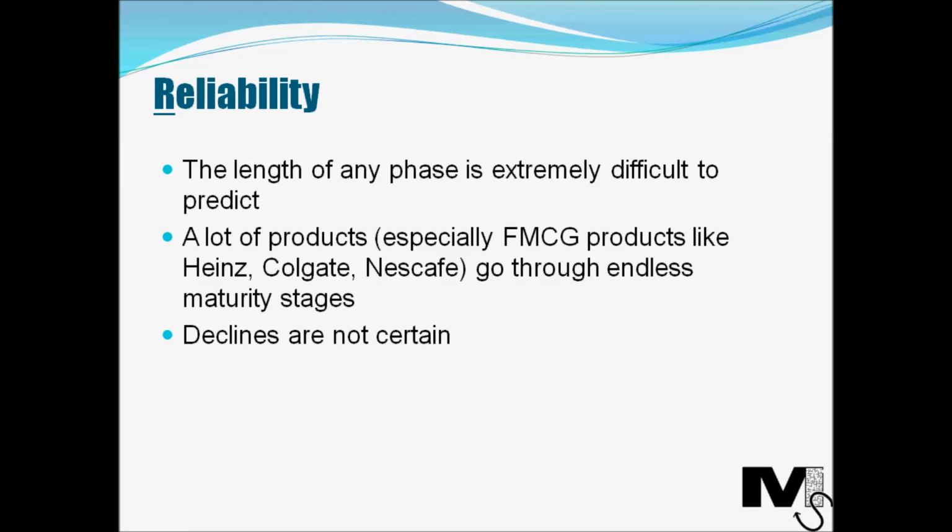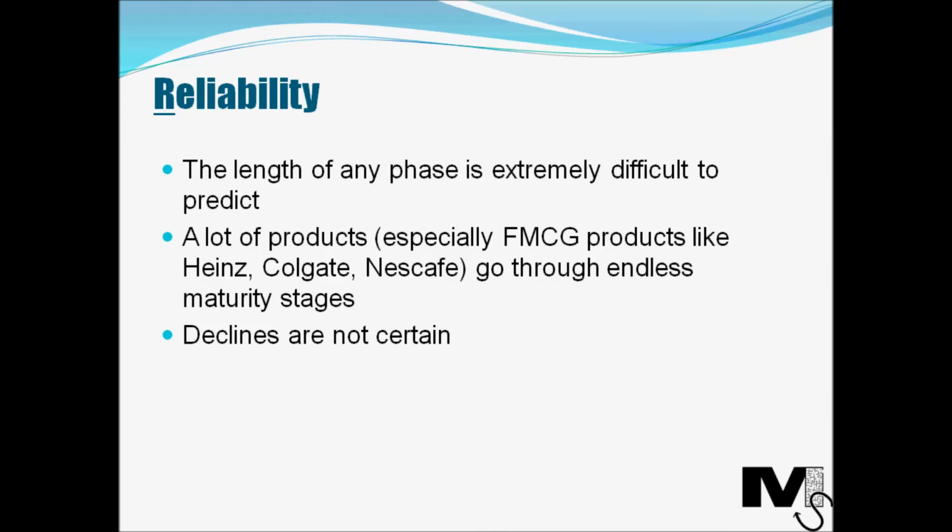Growth stages can still be predicted, because nothing grows at a phenomenal rate for very lengthy amounts of time. So you can still predict the growth stage to a certain extent, but maturity stages are very, very difficult to predict, almost impossible. For example, a lot of FMCG products, which you can name very easily, like Heinz mayonnaise, ketchups, baked beans, etc., Colgate toothpastes, Nescafe coffee, and various other products.